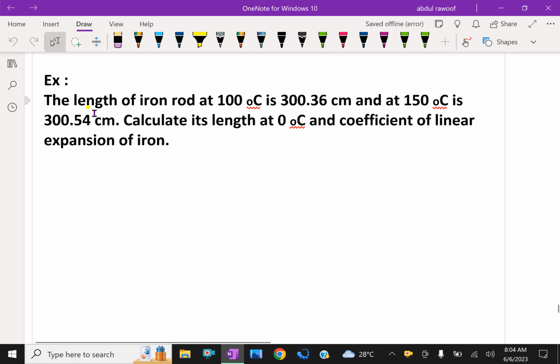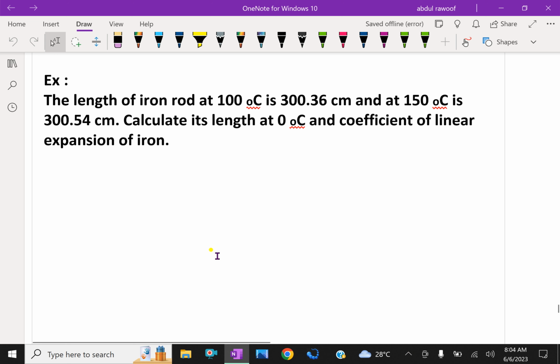Look at this example. The length of an iron rod at 100 degrees Celsius is 300.36 centimeter and at 150 degrees Celsius is 300.54 centimeter. Calculate its length at 0 degrees Celsius and the coefficient of linear expansion of iron, and also define the coefficient of linear expansion of iron.